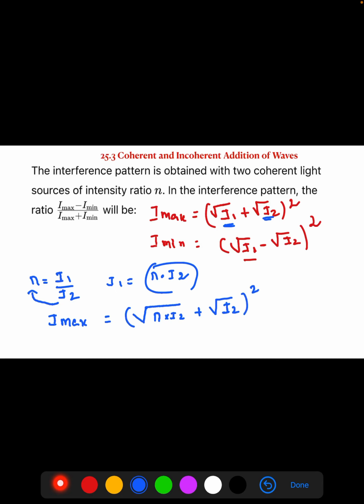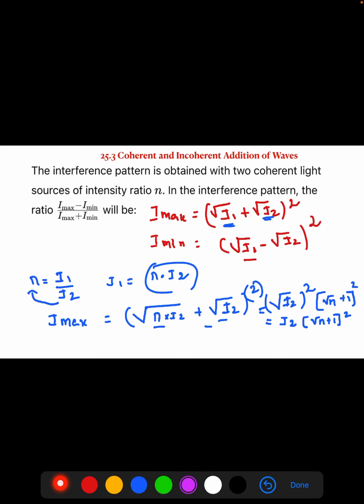I have to take I2 from these two along with this square. So I can write it like that: I2 in the bracket, and the left out here is root n, and the left out here is only 1. If you multiply with the square root of I2, you will get the same value again. The square root of I2 squared will become I2. So in the bracket you will have root n plus 1 whole square.